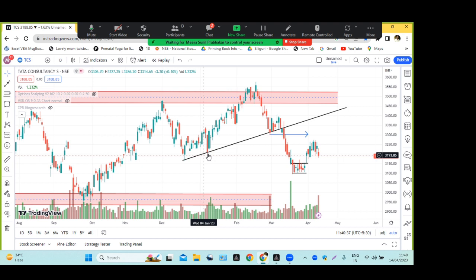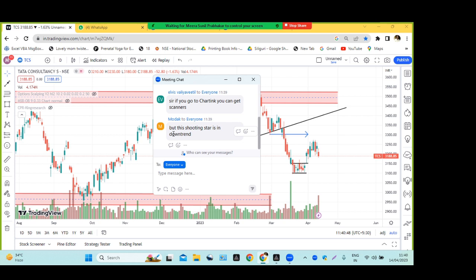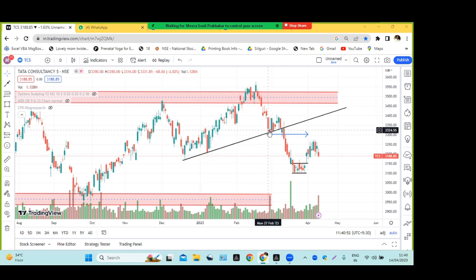If you see, this trend line is a kind of support. So this is a kind of support, so we cannot trade even this shooting star. Yes, the shooting star is in a downtrend, and it is waiting on support. That's why we didn't enter. Okay. Now, can anyone figure out?